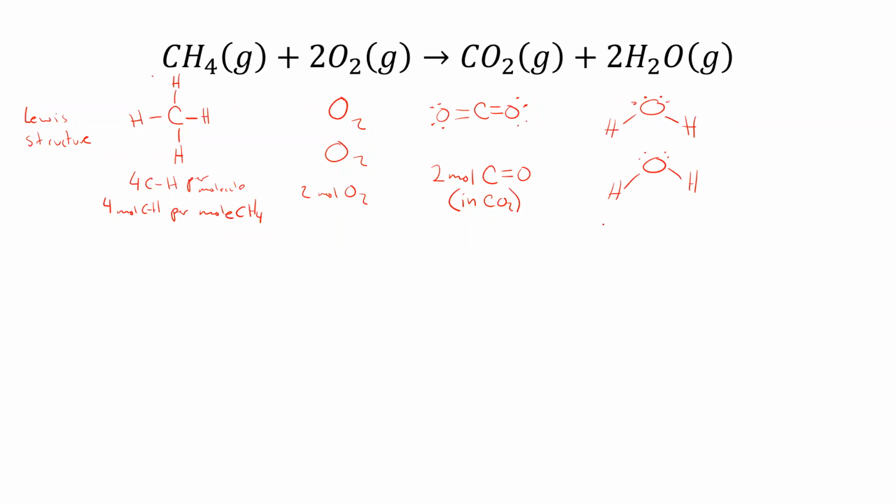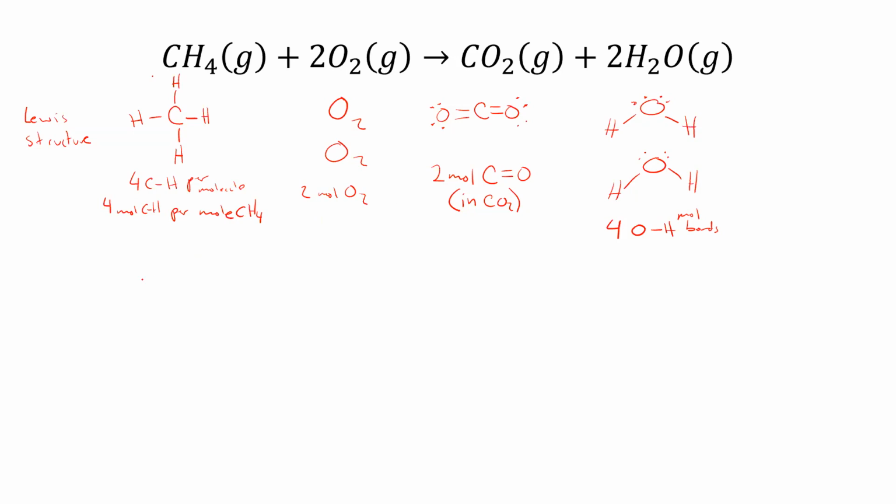But what you can see here from drawing out these molecules is that there are 4 OH bonds. Or excuse me, I should say 4 moles of OH bonds. And so understanding that is first and foremost. How many of the different bonds are we looking at here?